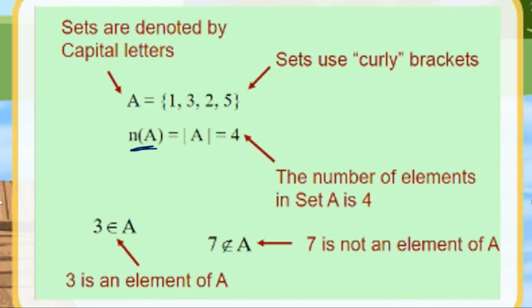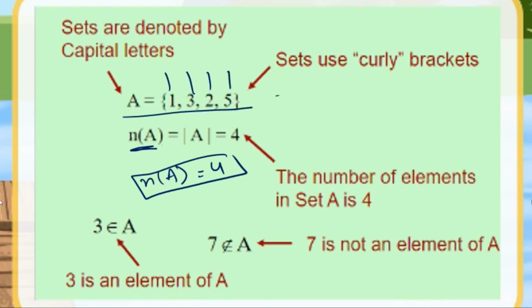n(A) means number of elements of set A. How many elements are in set A? 1, 2, 3 and 4. There are 4 elements in set A. So we can write that the number of elements of set A is equal to 4. Fine. And as 3 is in the set, 3 belongs to set A and 3 is an element of set A. And as you see, 7 is not there in the set A. So 7 does not belong to A, or we can say 7 is not an element of A. Fine.